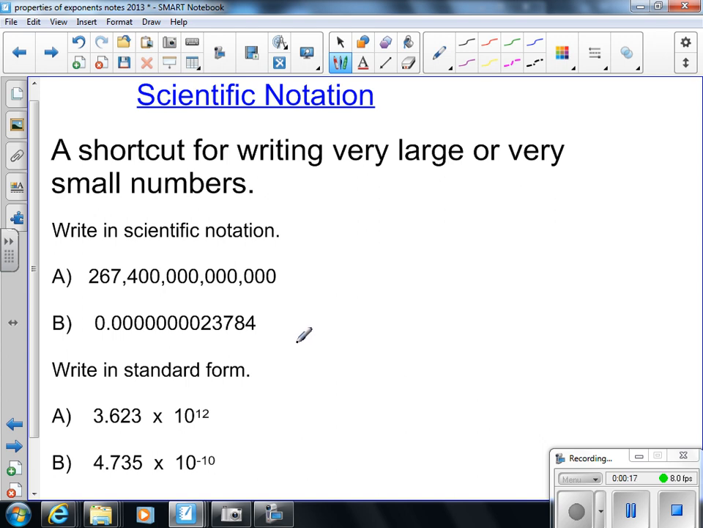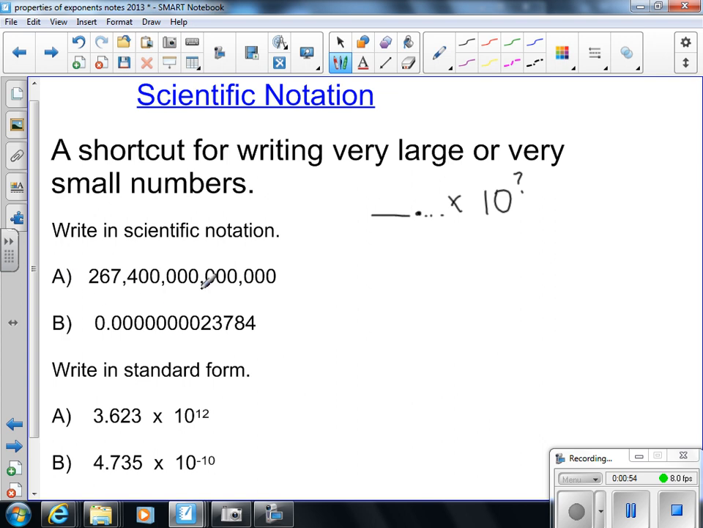But let's just review first what is scientific notation. It's a shortcut for writing either very large or very small numbers. Do you remember the pattern or how you have to set it up? It's always a number that's written between 1 and 10 times 10 to some power. Now, could you have decimals after this number? Yes, you could. But you only want one digit to the left of that decimal point. In other words, it needs to be between 1 and 10.